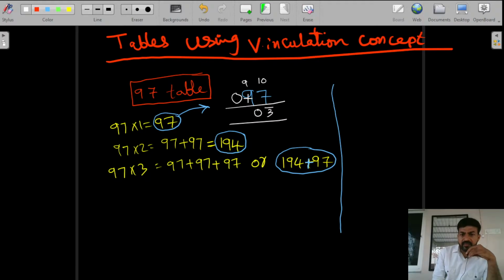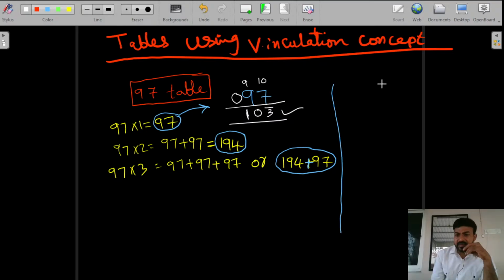So after the first step you have to take the successor in vinculation. Remember, successor in vinculation, predecessor in devinculation and subtraction. Remember that, should not forget. So this is the vinculated form of 97.